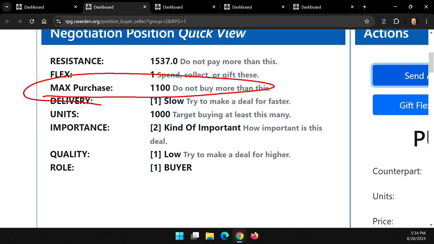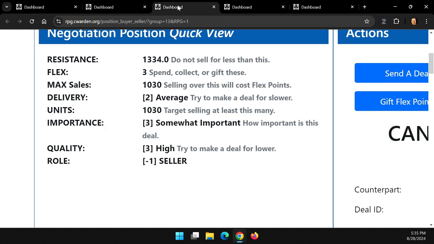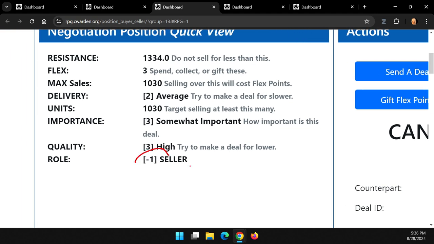However, in the case of the seller, things are different. In the case of the seller, like this case here, we have a seller. In the case of a seller, we have our maximum sales.